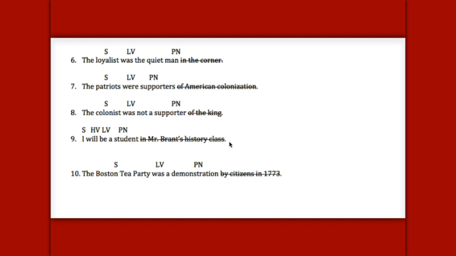And our last one, finally. The Boston Tea Party is our subject, was is a linking verb, and demonstration is our noun that renames the Boston Tea Party and comes after the linking verb. We also have two prepositional phrases here, by citizens and in 1773.